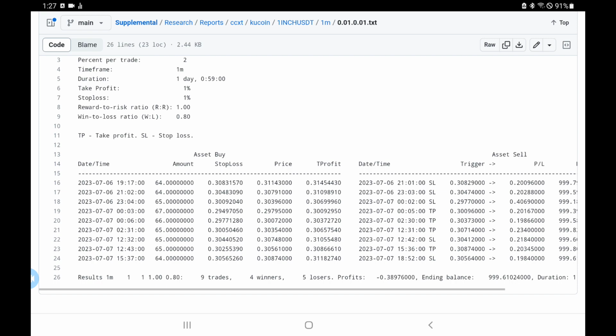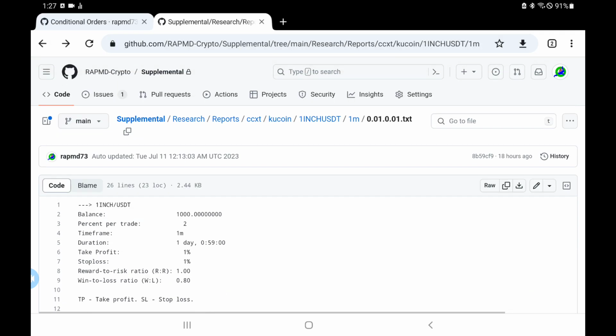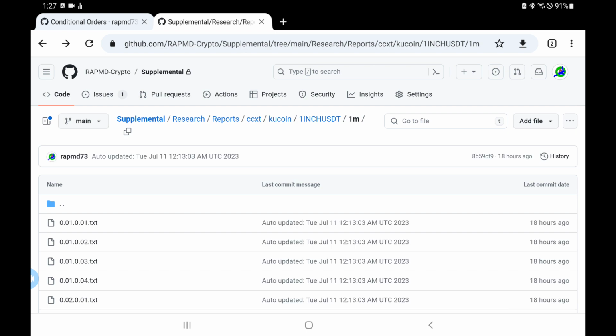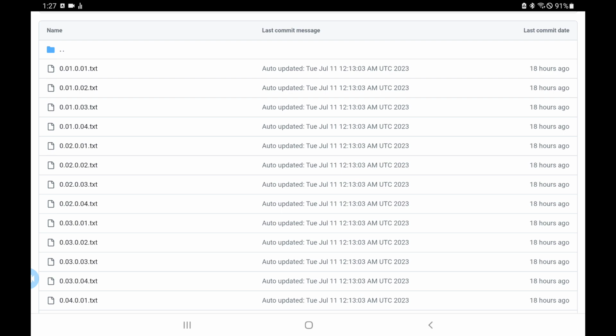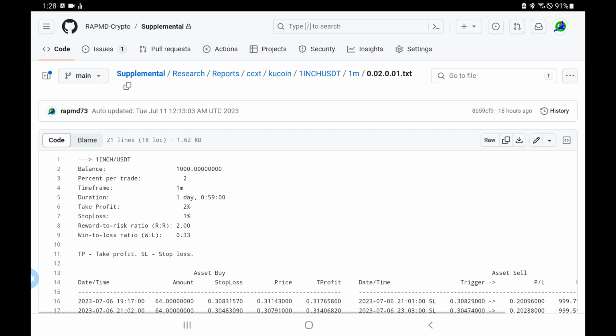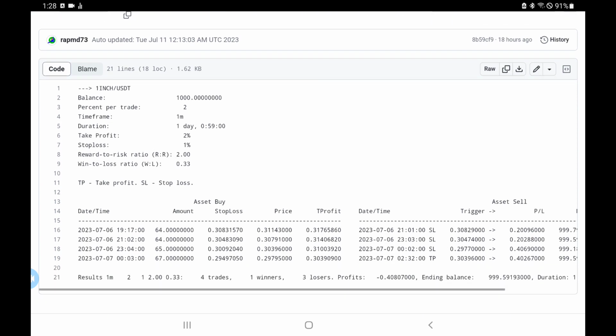So let's see what else we can see. Let's see if we can find a 2-to-1 reward to risk ratio. Okay, here we are. 2% take profit, 1% stop loss, or a reward to risk ratio of 2-to-1. The win rate already tells me it lost money. It's below 1. I took 4 trades. I had 1 winner, 3 losers. Not good.